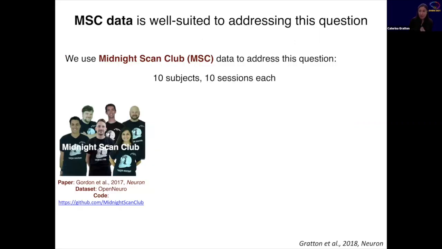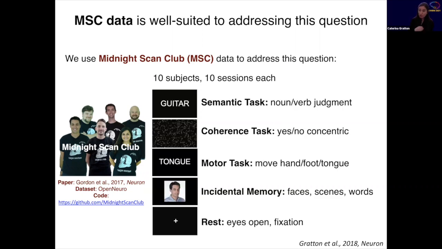Now, in this data, from each day, participants completed not only a resting state scan, which was used to map the networks as shown in the previous slide, but also 4 different task scans. A semantic task where participants were asked to complete a noun-verb judgment, a coherence task where participants were asked to say whether or not dots were arranged concentrically on the screen, a motor task where participants were asked to move their hand, foot, or tongue, and an incidental encoding task where participants were asked to categorize faces, scenes, and words that were repeated over time.